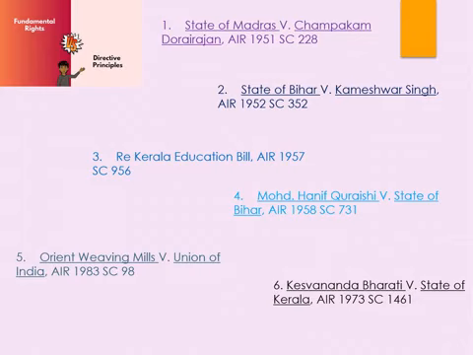But in State of Bihar versus Kameshwar Singh, in this case, the court relied on Article 39, a directive principle, in deciding that a certain Zamindari Abolition Act had been passed for a public purpose within the meaning of Article 31. So in this particular case, the court relied more on a directive principle than on a fundamental right.